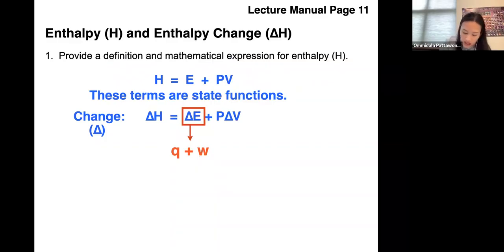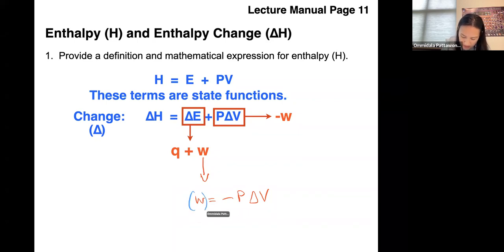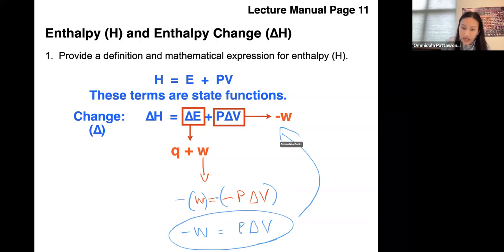Okay, so the internal energy is coming from heat plus work. Okay, and because work is negative P delta V, we know that this work right here is equal to negative P delta V. So therefore, in this case, if you multiply both sides by a negative, you are going to obtain a negative W is equal to positive P delta V. So that's why P delta V is equal to negative work. It comes from that. Okay.